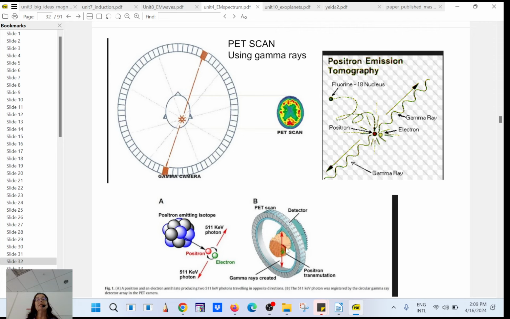So what are you doing here? You are highlighting the inside of your brain, of your head, using gamma rays. Why do you want to use gamma rays? Because gamma rays have such a small wavelength that you're going to get a very good resolution, so you can see all the details. Everything is limited by the size of the wavelength. You cannot see anything smaller than the wavelength you are using.